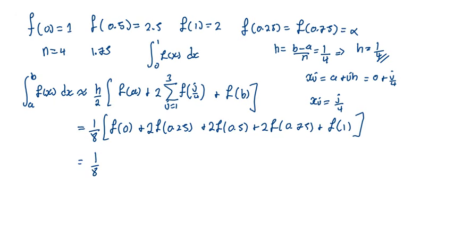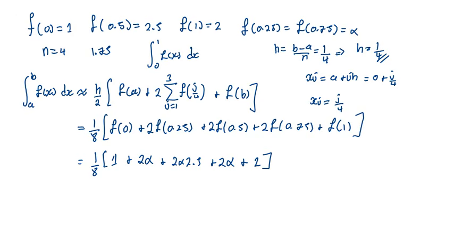Okay, so what is our f of 0? Our f of 0 is equal to 1, so that's a 1, plus f of 0.25, which is alpha. That's what we are given here. So that's going to be 2 alpha here, plus f of 0.5, which is 2.5, as we are given right here. So that's just going to be 2 multiplied by 2.5, plus 2 multiplied by f of 0.75, which is alpha. So that's going to be 2 alpha, plus f of 1, which is equal to 2.